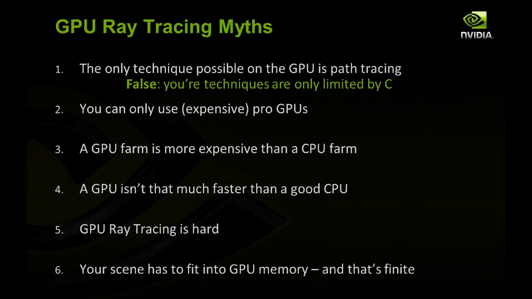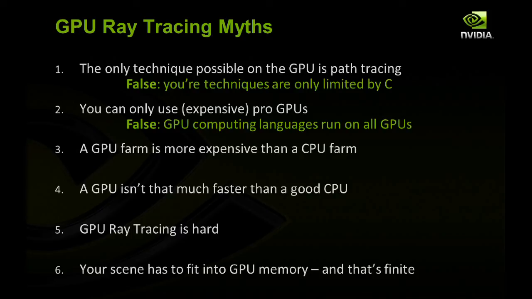Next, that you can only use the really expensive GPUs from NVIDIA. Well, that's not true. All GPUs basically run the same when it comes to compute, so all the GPUs that NVIDIA manufactures are capable of running GPU ray tracing. Or that a GPU farm is a lot more expensive than a CPU farm. Well, not if you're counting performance. If you're counting how fast those frames are going to render, how much perf per dollar you're getting, a GPU farm is way cheaper than a CPU farm.